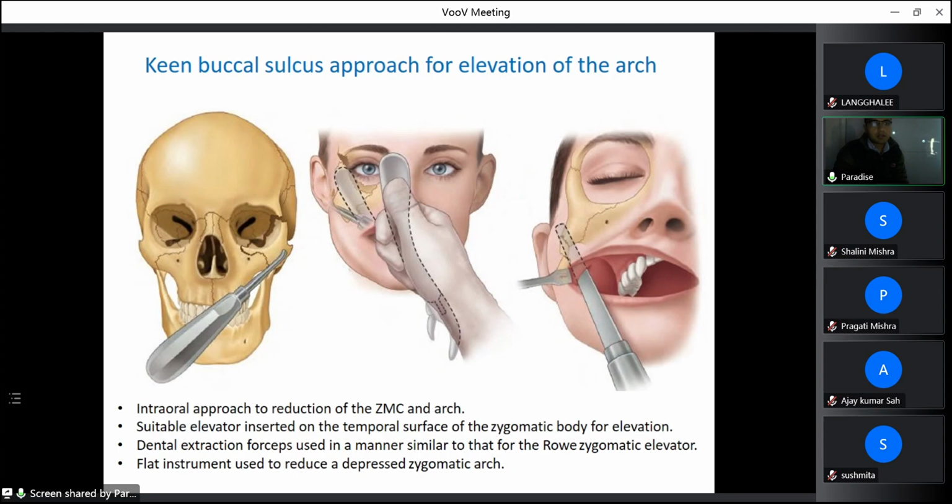Next, the Keen buccal sulcus approach for elevation of the zygomatic arch. In case of the temporal approach, an unsightly scar mark will be present in the temporal region. So another option is to go through the transoral or intraoral approach. It is also known as the Keen buccal sulcus approach. It is used for elevation of the depressed zygomatic arch fracture.